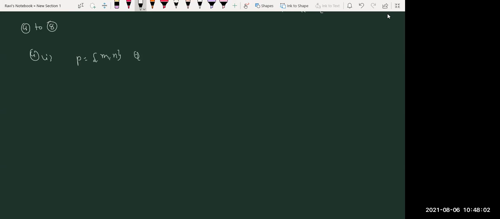M comma N. What will P cross Q be generally? Normally P cross Q is what? You tell me, anyone. M comma N. It is false, no, sir. Yes, they have given false. This is correct. They said if it is false, rewrite it again. So we wrote that. Understand? Yes, sir.